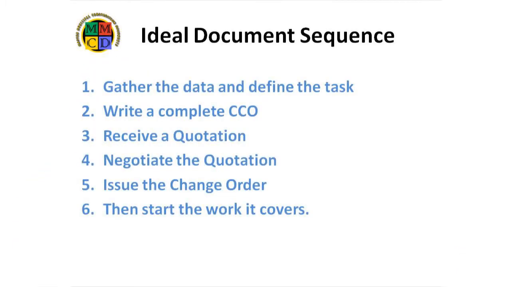In the video, The Contemplated Change Order and RFQ, I discussed the ideal process for generating change orders. Specifically, number 1, gather the data and define the task. Number 2, write a complete contemplated change order. Number 3, receive the quotation. Number 4, negotiate the quotation. Number 5, issue the change order. And number 6, start the work the change order covers. In the real world, stuff happens, and this ideal sequence is more often a goal than reality. However, the closer you can follow this sequence, the easier the task will be.